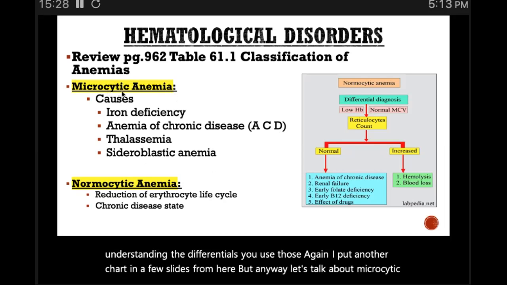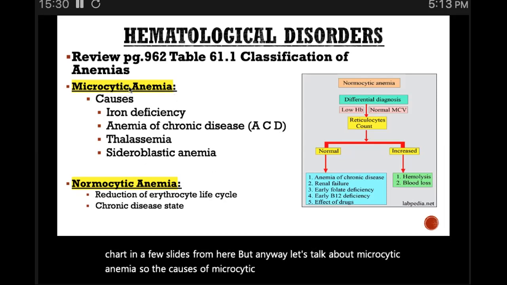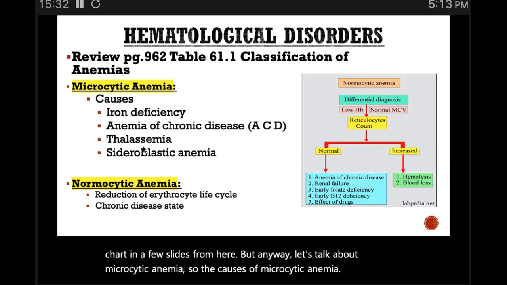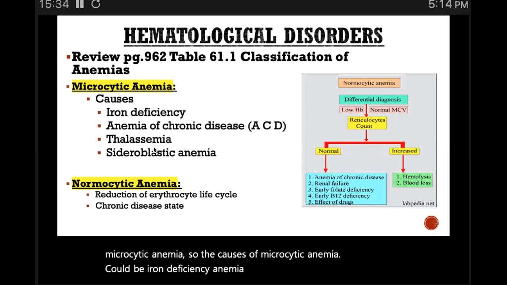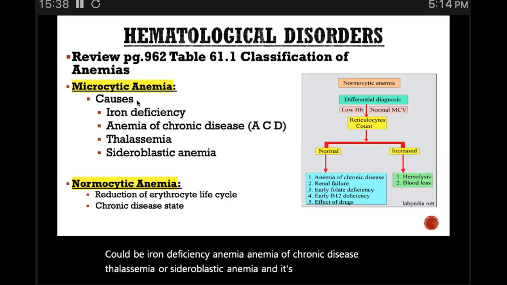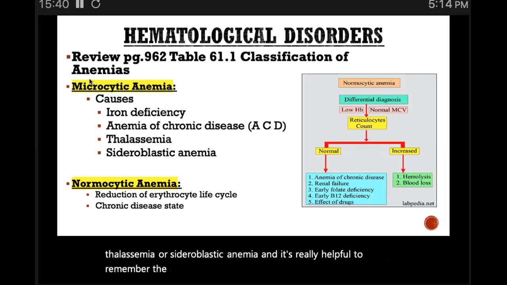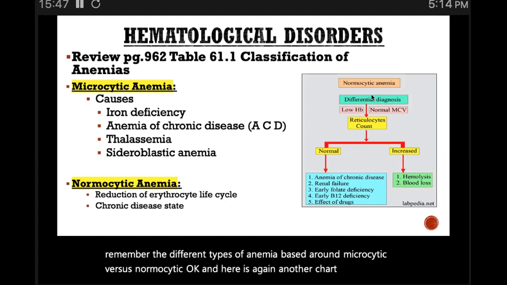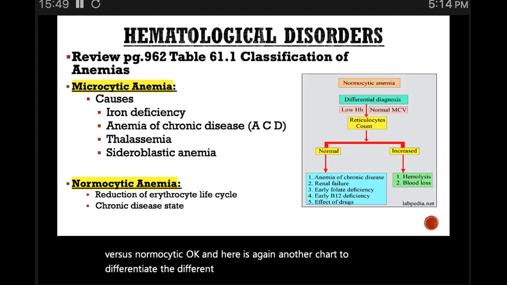So the causes of microcytic anemia could be iron deficiency anemia, anemia of chronic disease, thalassemia, or sideroblastic anemia. And it's really helpful to remember the different types of anemia based around microcytic versus normocytic. Okay, and here is again another chart to differentiate the different types and classifications of anemias.